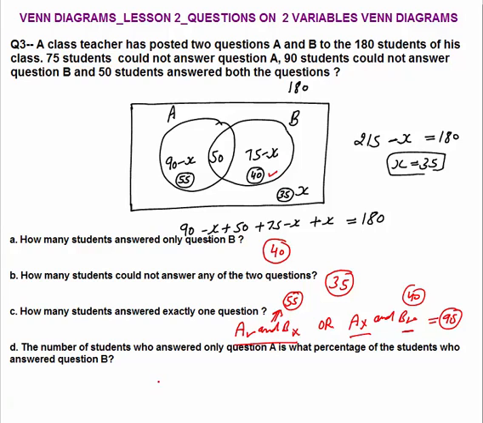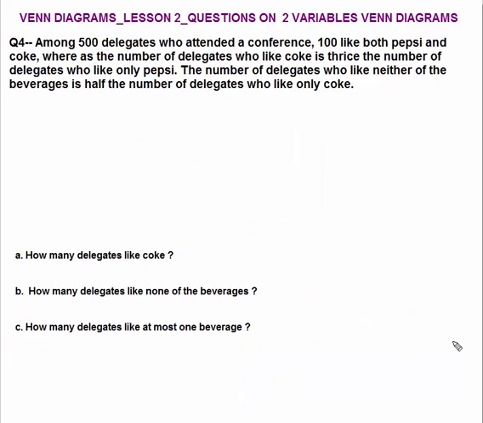Now the number of students who answered only question A, that is 55, is what percentage of students who answered question B? Students who answered question B are total 50 plus 40, 90, because the question is not asking about only B. The question is asking about the students who answered question B. This is 55 divided by 90 into 100. So you will get 550 by 9 percent. That will be your answer. So in this way you can answer this kind of question.